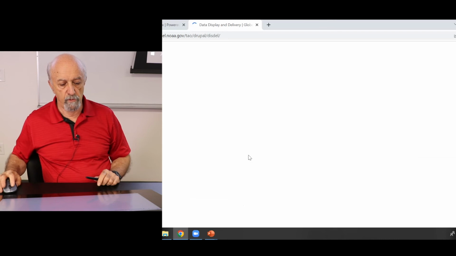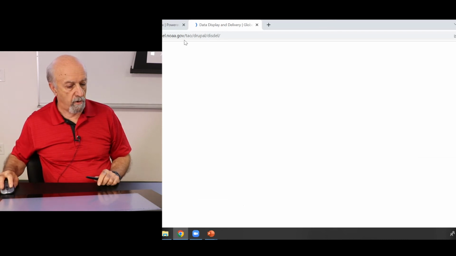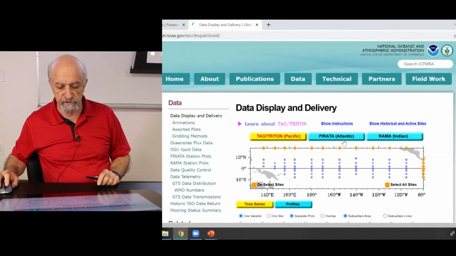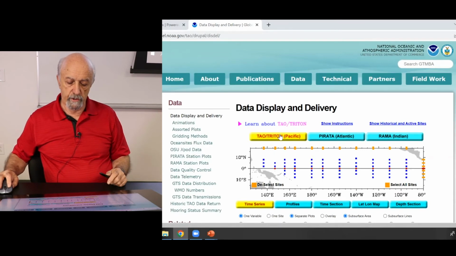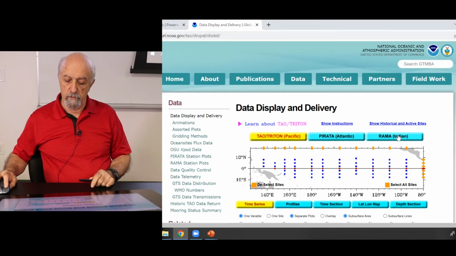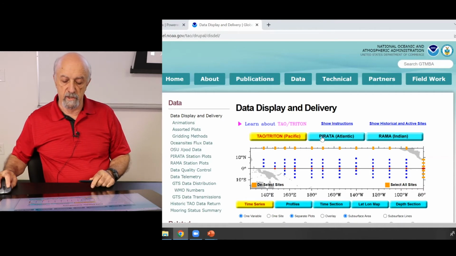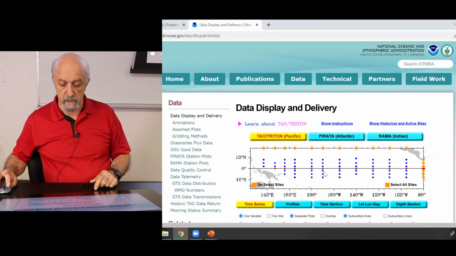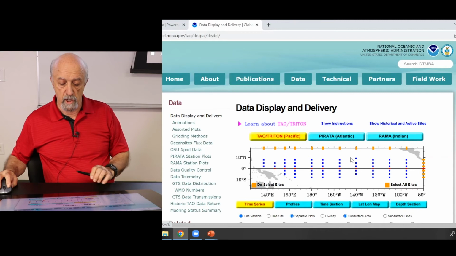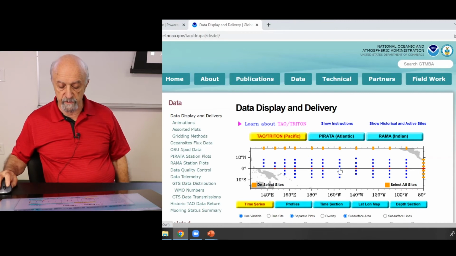So this is produced by NOAA, the National Oceanic and Atmospheric Administration, and this is the TAO/TRITON array in the Pacific. Now we do have something in the Indian Ocean, we have something in the Atlantic, all different things. If you look at this buoy in here, each one of these square blue dots represents a particular buoy. You can click on it.